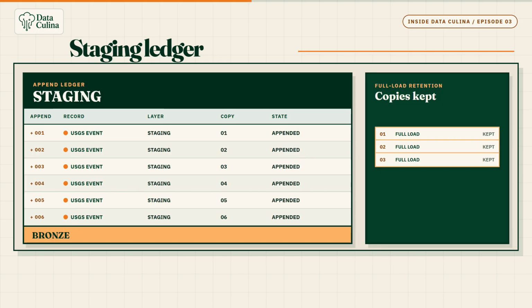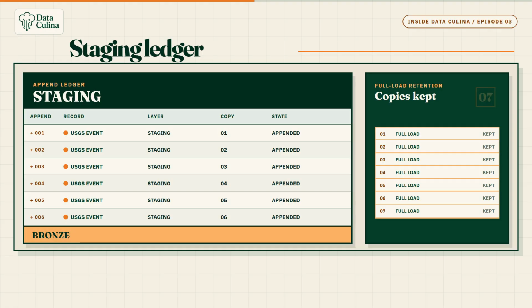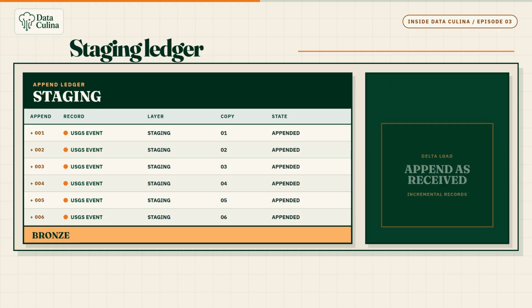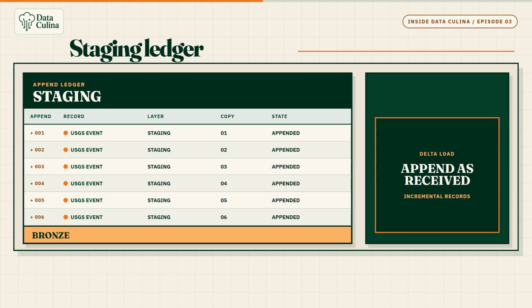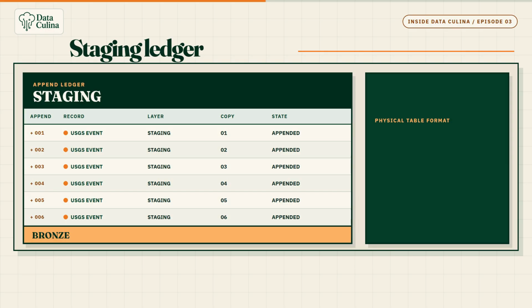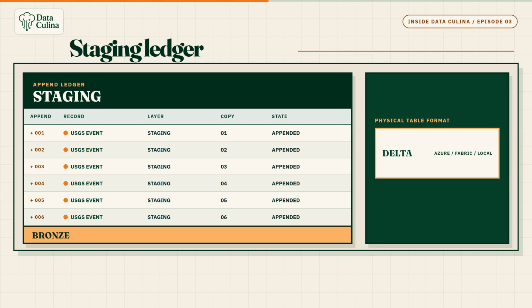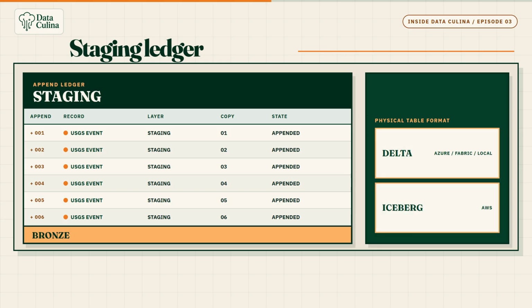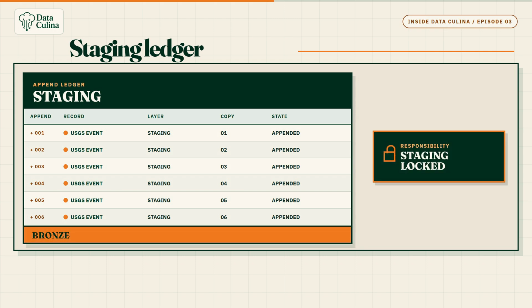Full load ingestion still appends first, then retains the latest 7 load date copies to control growth. Delta load ingestion appends records as received. The physical table format can vary. Delta tables on Azure, Fabric, and the local engine, or Iceberg on AWS. The logical staging responsibility stays the same.